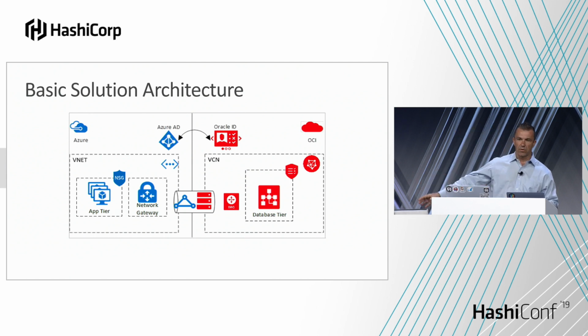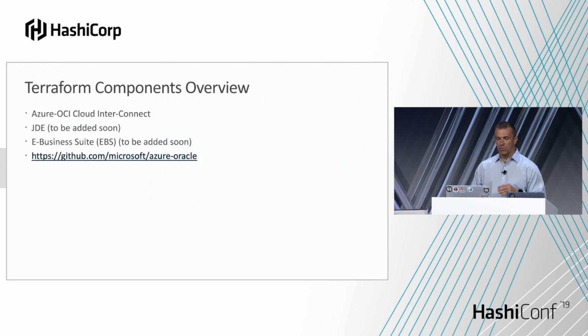So the address space in Oracle Cloud cannot overlap with the address space in Azure. And this certainly requires coordination and planning on both sides, something that could be eliminated if we used Console today. So that's definitely a project for the future. So the components overview: the Azure OCI Cloud Interconnect, which is really just the basic networking pieces that allow the clouds to talk to each other.